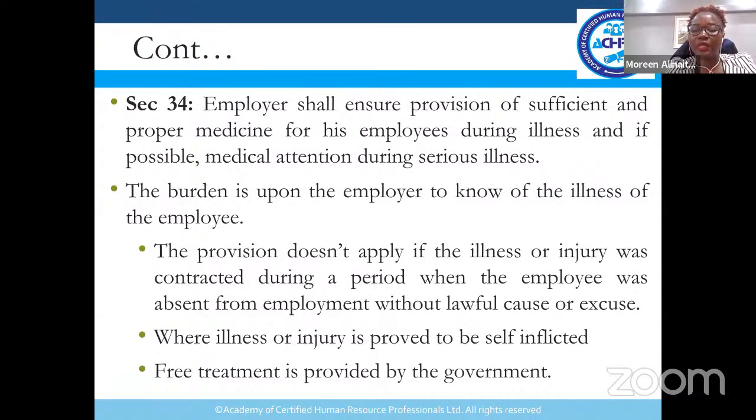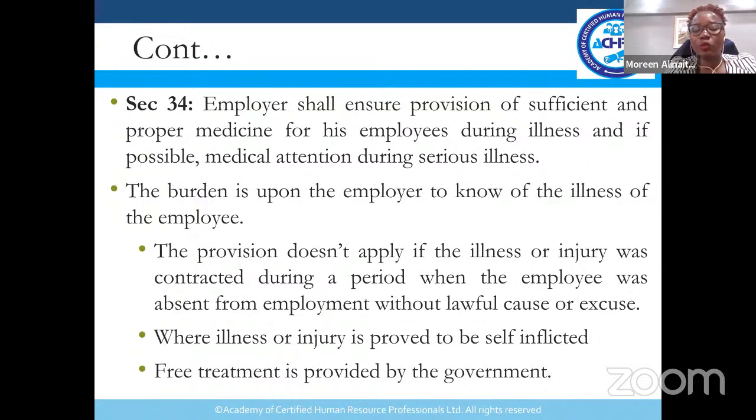The act also continues to say the provision does not apply if the illness or injury was contracted during a period when the employee was absent from employment without lawful cause or excuse. For example, if somebody does not come to work and then they get an injury outside of work, you are not expected as an employer to provide for their medication.